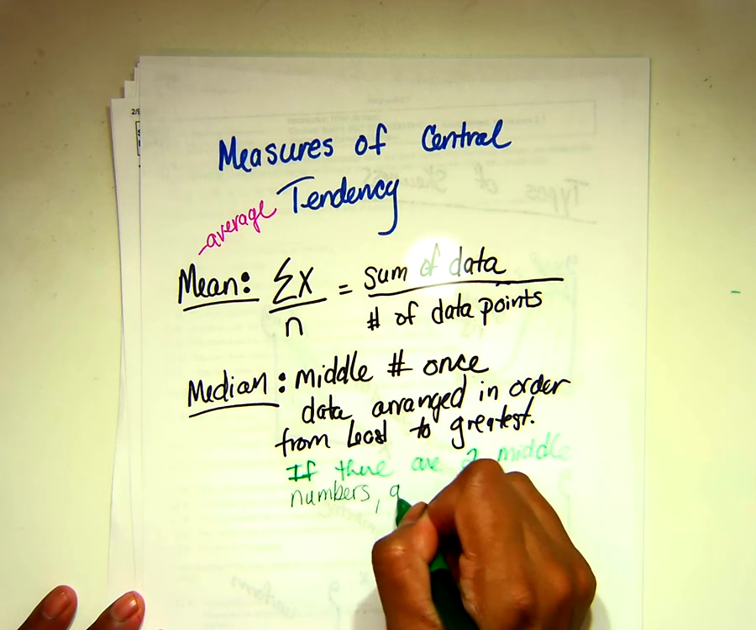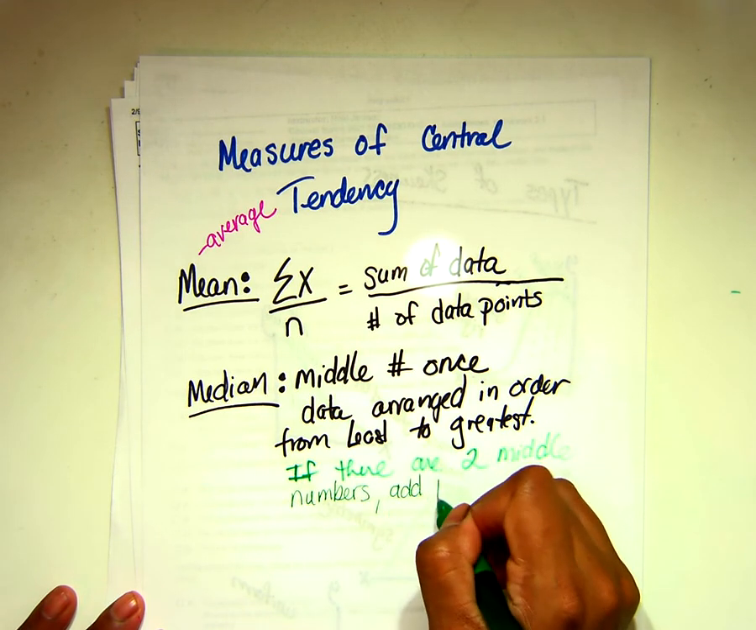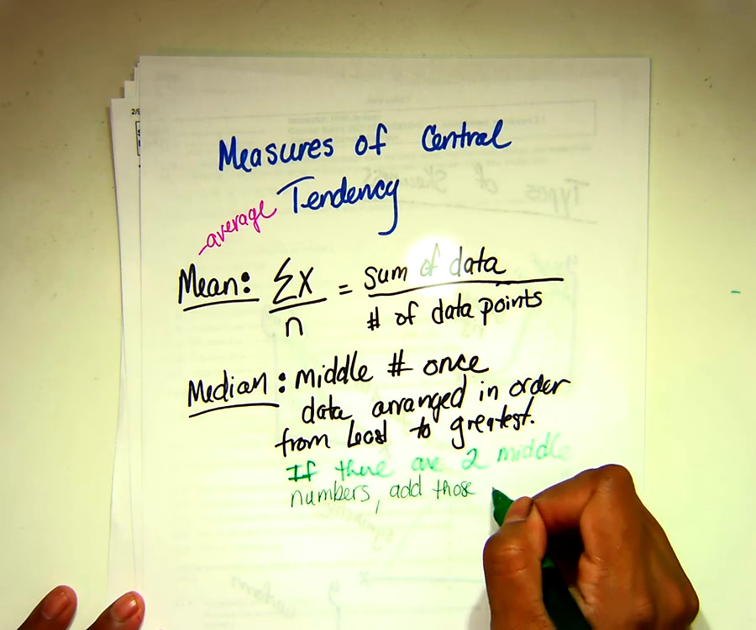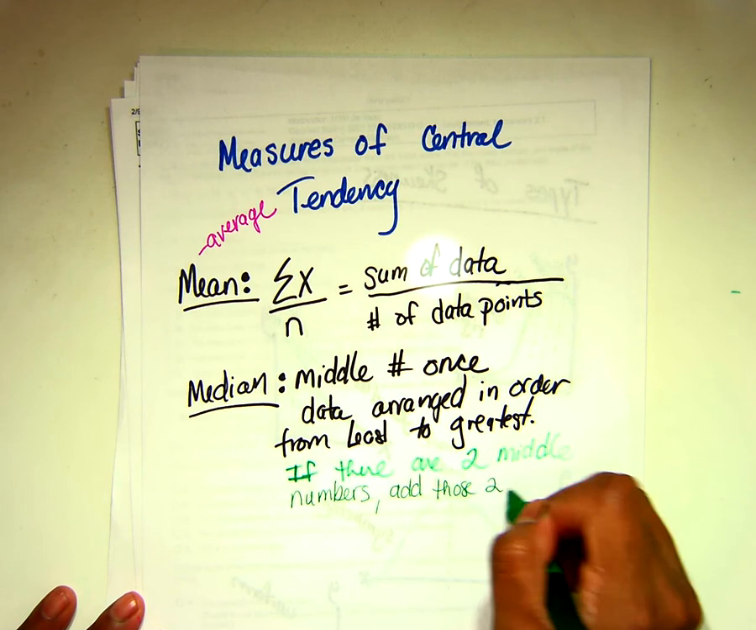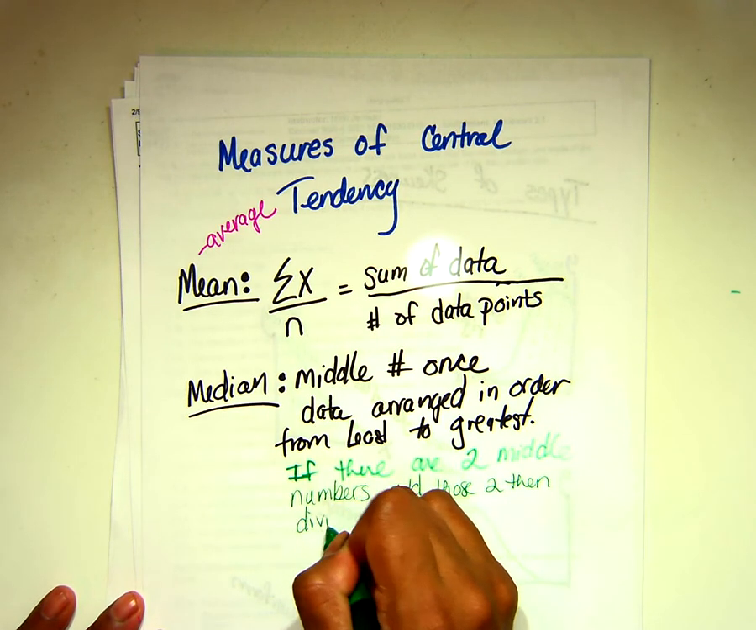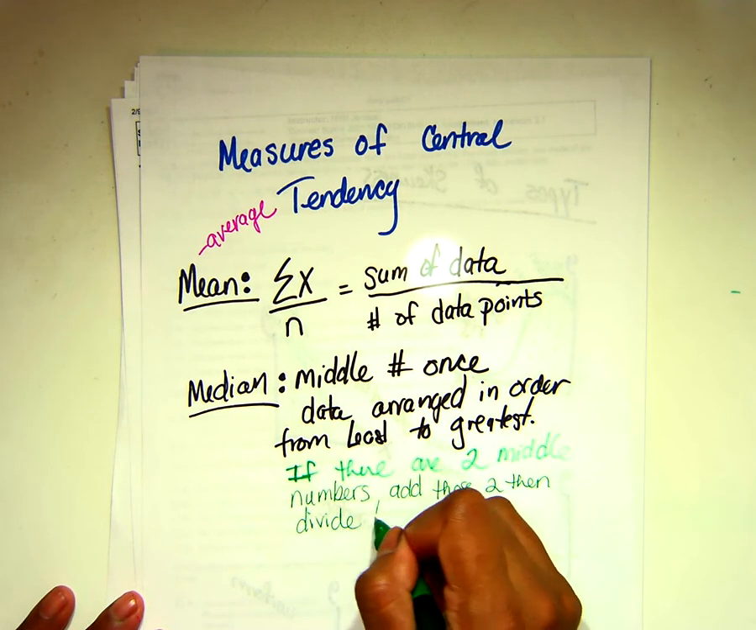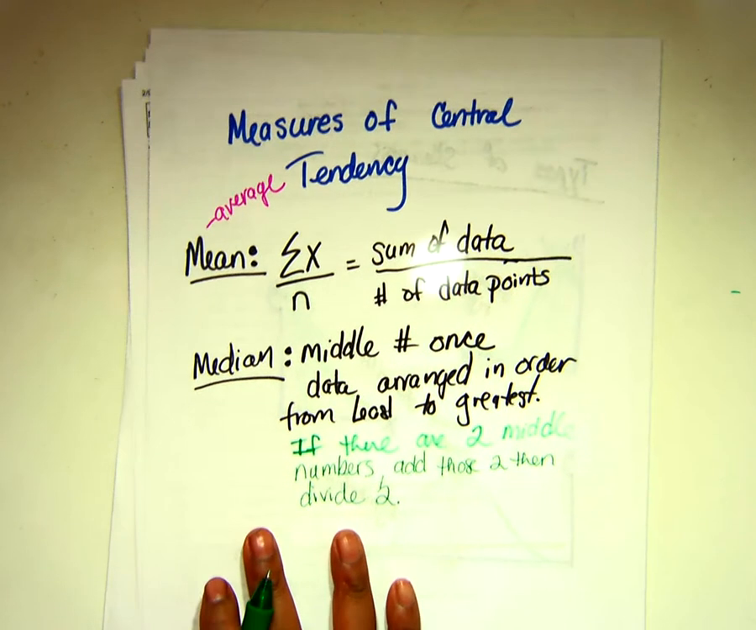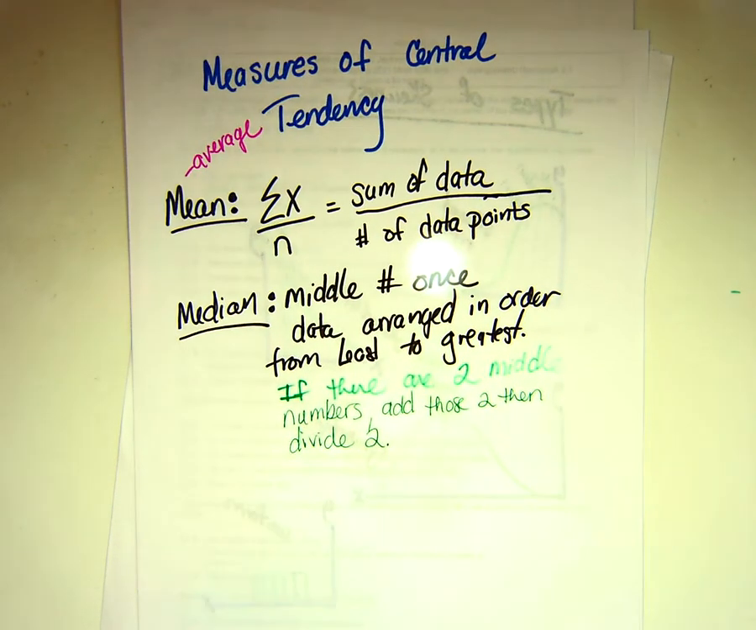So you're going to add those together and then divide by 2. So since it's two middle numbers, add those two middle numbers together and then divide by 2. But remember, you have to put them in order from least to greatest.